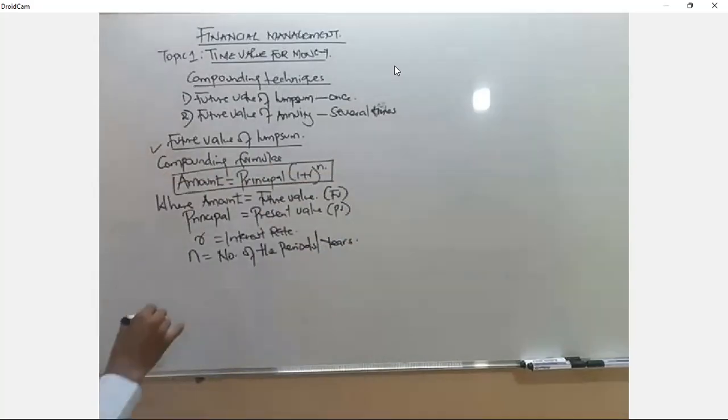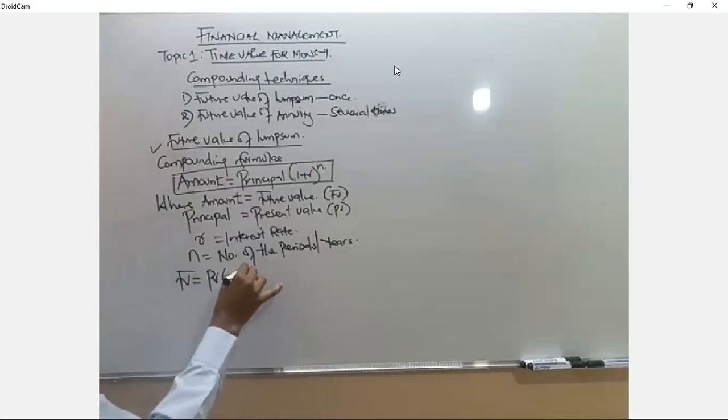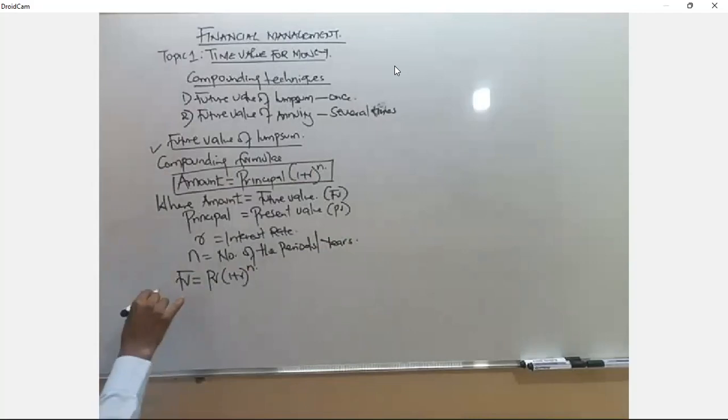So in this case, we normally say our future value should be equal to our present value times 1 plus r, raised to power n. That is a concept which is basically mostly used. It's a concept that is highly elaborated. So in this case, I just want to have an illustration.